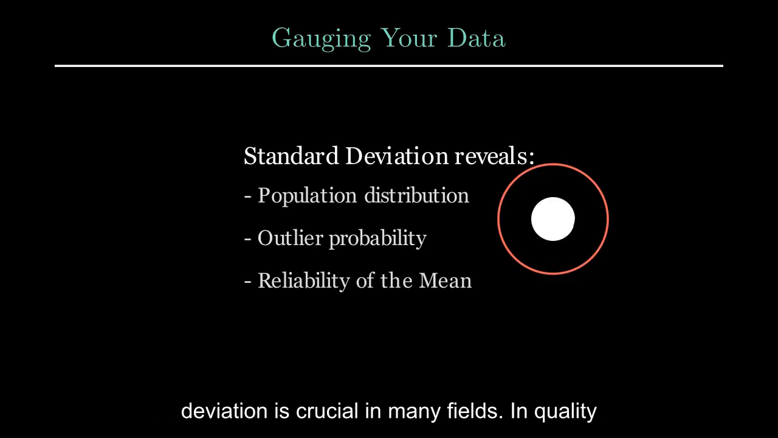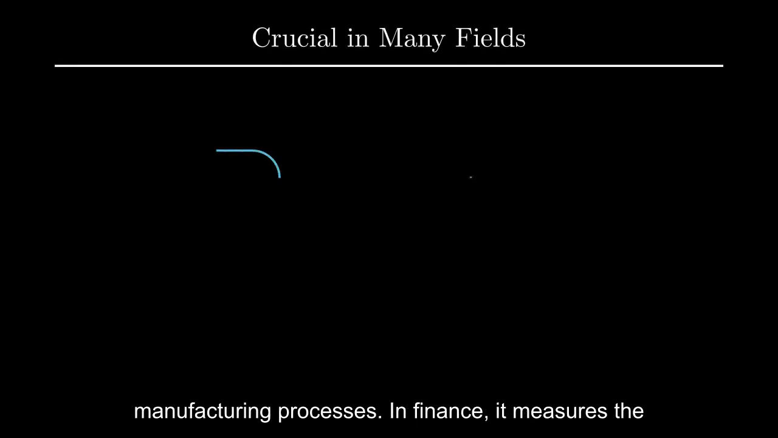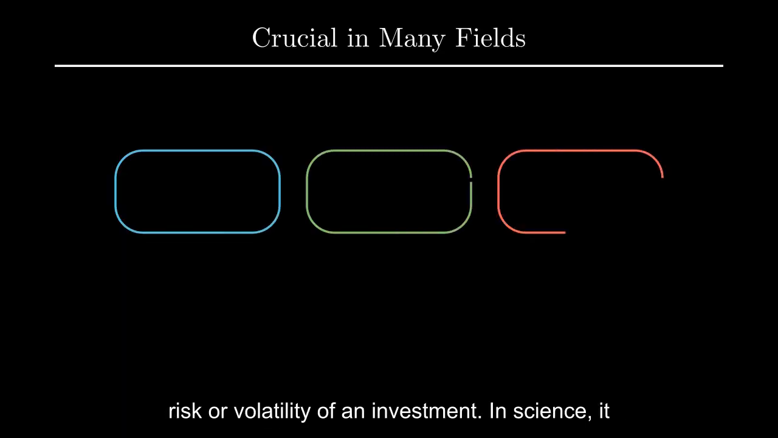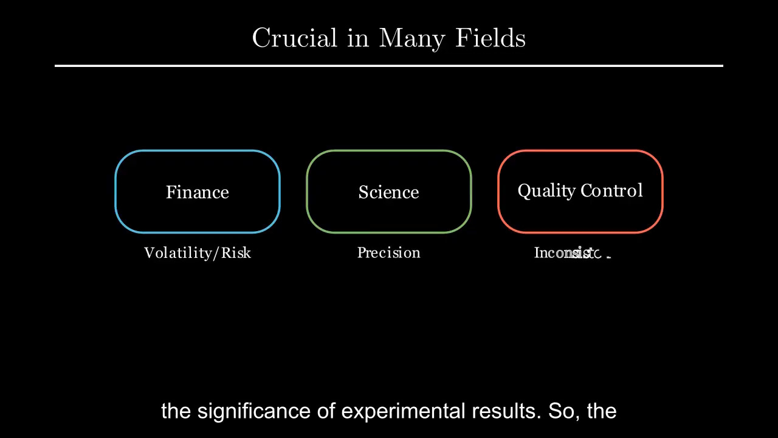Understanding standard deviation is crucial in many fields. In quality control, it helps identify inconsistencies in manufacturing processes. In finance, it measures the risk or volatility of an investment. In science, it helps determine the precision of measurements and the significance of experimental results.